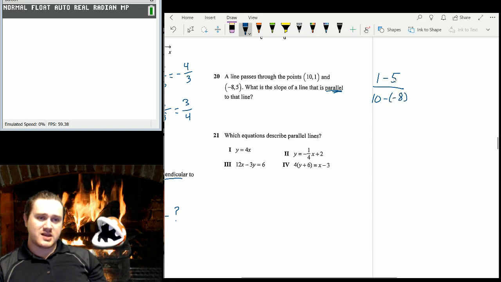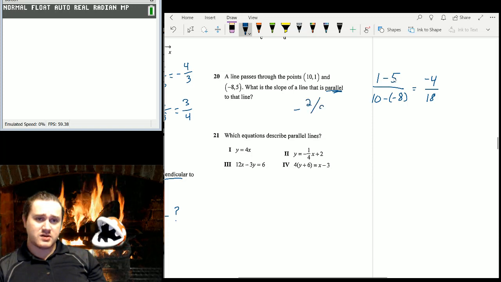Anytime you're actually subtracting a negative, it's really like addition. So we really have 1 minus 5, which is negative 4, over 10 minus a negative 8, which is 10 plus 8, so 18. Now both of these can be divided by 2, so we simplify this, and your final answer is negative 2 over 9. That would be the slope of a line that's parallel.